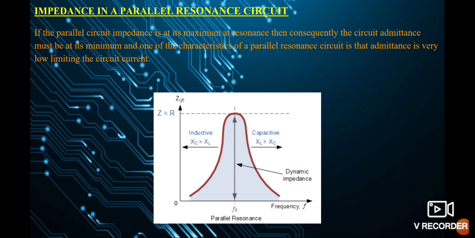So the mid portion of the graph is basically giving us the resonant frequency. The topmost value of the graph is basically the impedance having value equal to resistance, and on the left hand side the properties of inductance will be followed, and on the right hand side of the graph, the properties of capacitance will be followed more. The middle portion of the graph will give us the dynamic impedance, that is Z equals R.